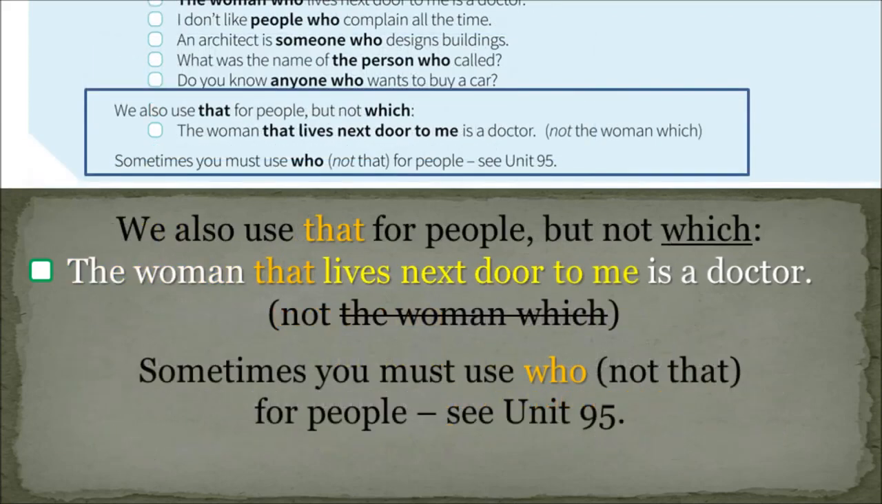We also use that for people, but not which. The woman that lives next door to me is a doctor. Sometimes you must use who, not that, for people. See Unit 95.